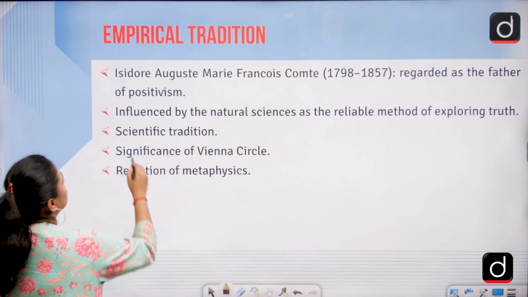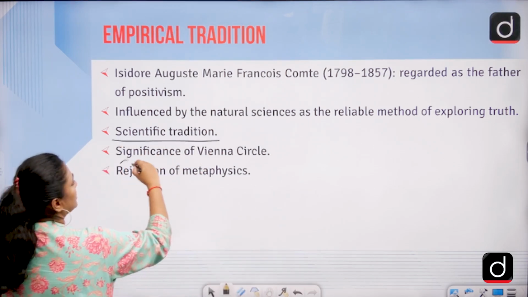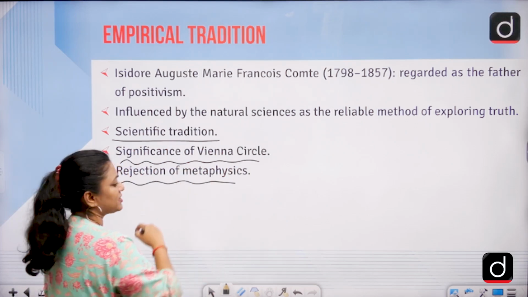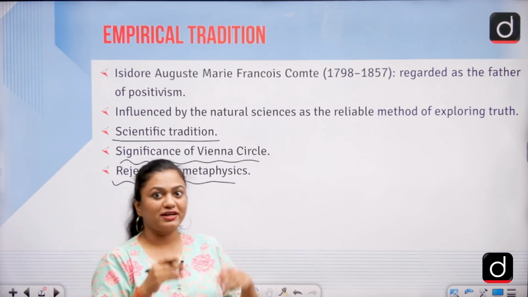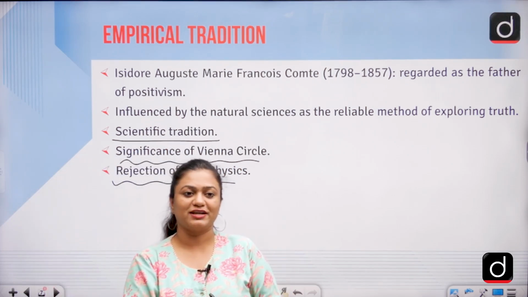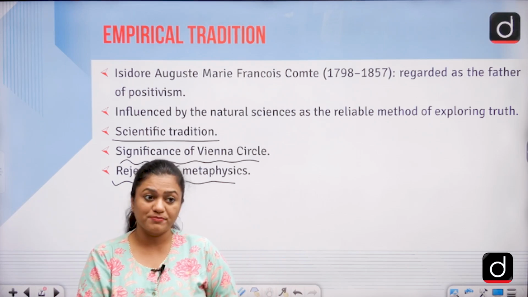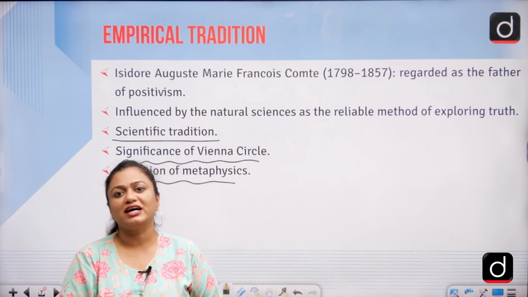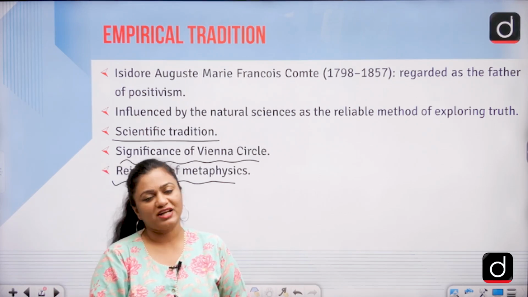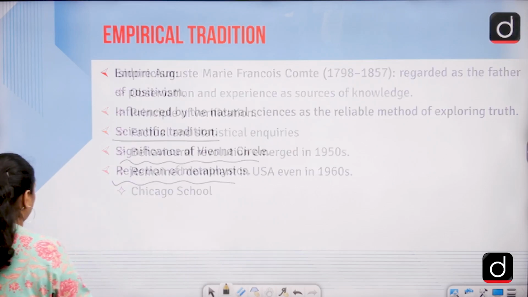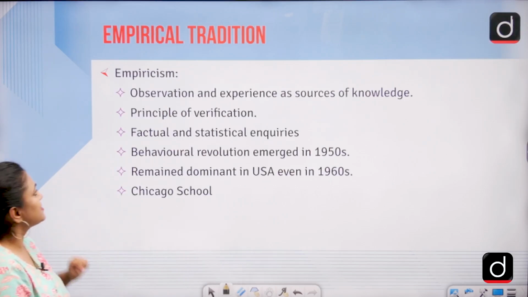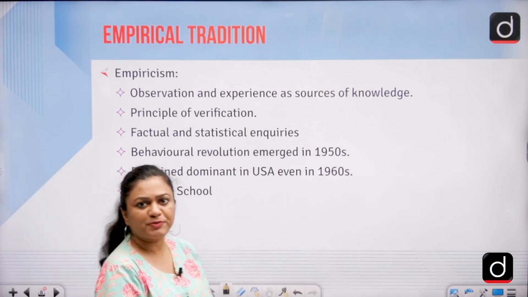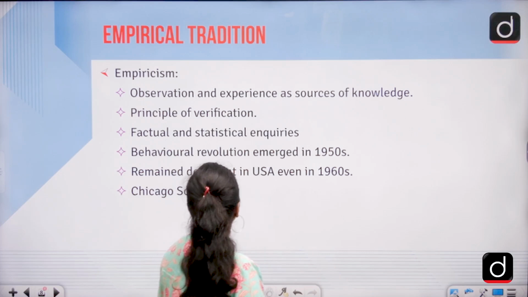Now, the scientific tradition: the significance of the Vienna Circle, as well as the rejection of metaphysics. Those things which you can see with your eyes, which you can verify, which you can observe and produce knowledge from through experimentation, were considered the relevant, acceptable knowledge. So empiricism means observation and experience as sources of knowledge. It was not speculation; it was against speculation.